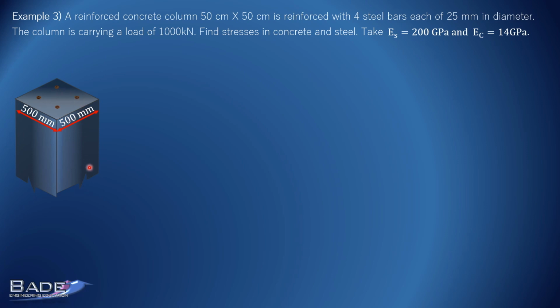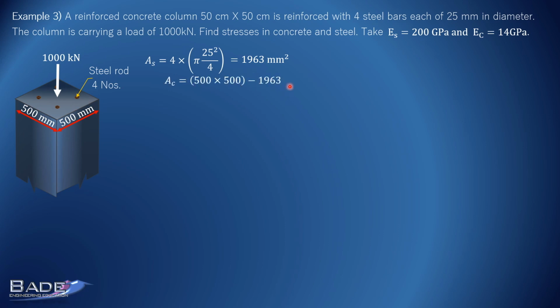So materials in parallel here. It is a composite cross section. The two materials involved here are concrete and steel. So 4 steel rods and the column is carrying 1000 kilonewton load. So first we'll find area. So area of steel. Each rod has cross sectional area pi d squared by 4. But there are 4 rods. So actual area of steel used here is 1963 millimeter square.